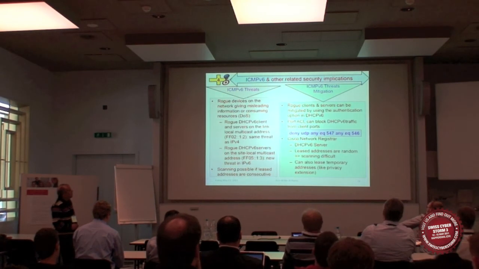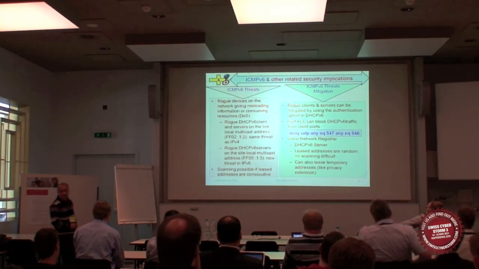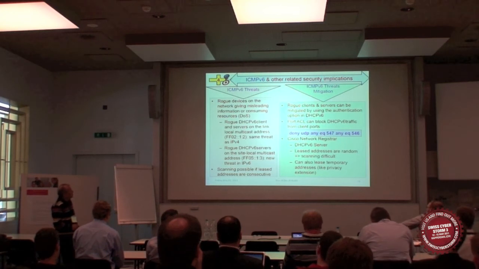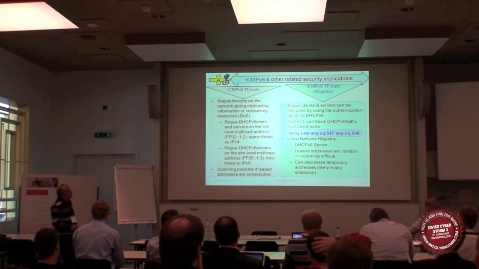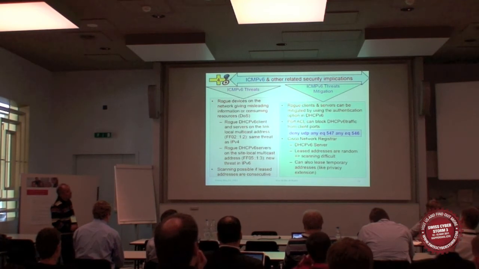So, ICMP threats, which are a big issue in IPv6, include rogue detection, where the network gives you misleading information or consumes resources. The mitigation is that all clients and servers can be protected by using the authentication options in DHCP version 6. This is an example: deny UDP any eq 548, any eq 546.